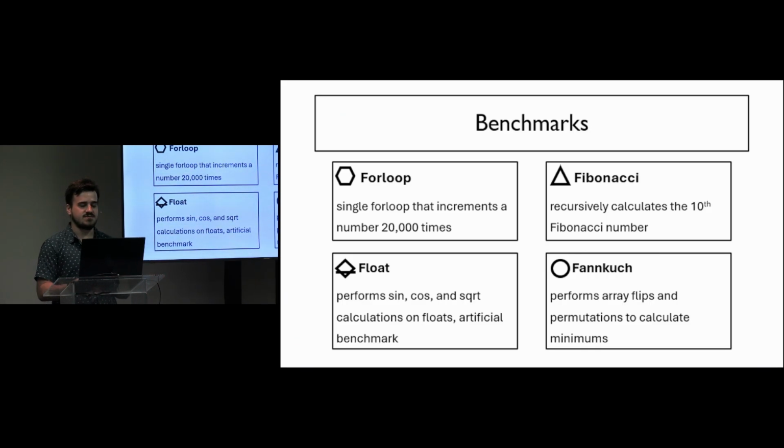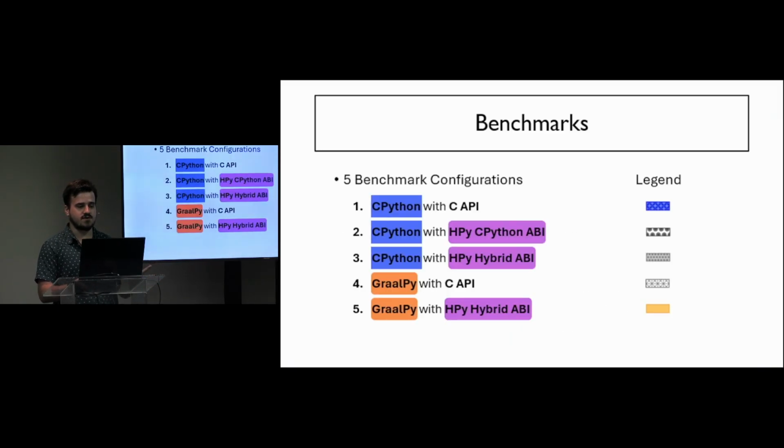Okay, so these were our 4 benchmarks, and each benchmark was run on 5 different configurations. First, 3 times on CPython, 2 times on GraalPy. First, CPython with C API. This is our base case. This is what we want to beat.